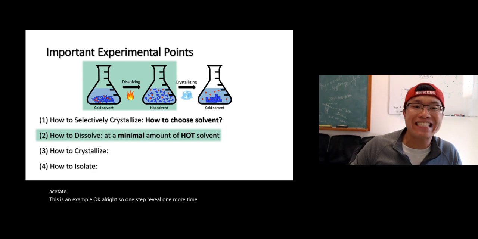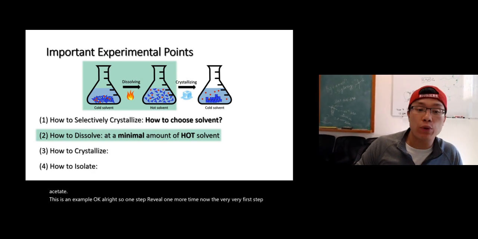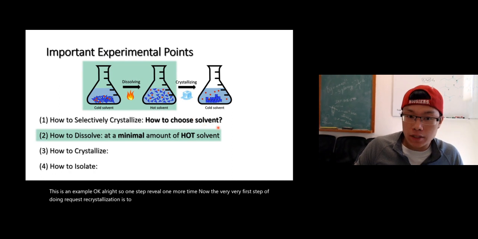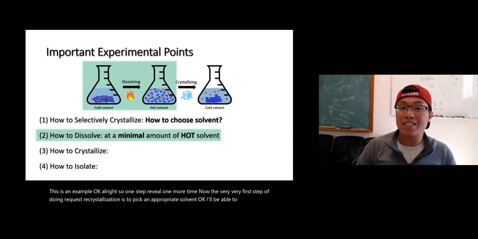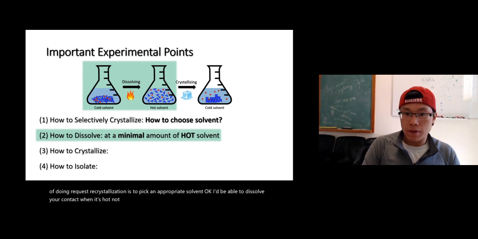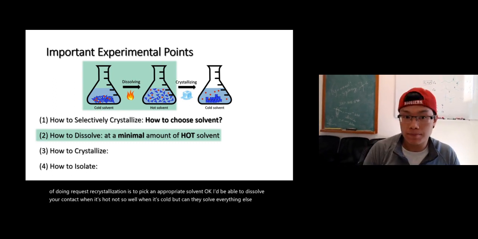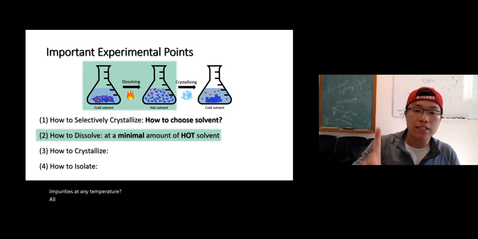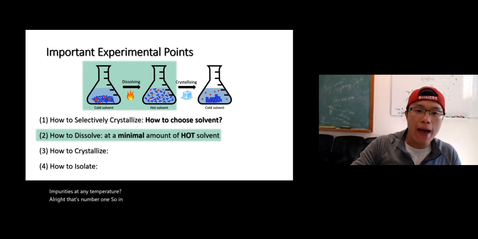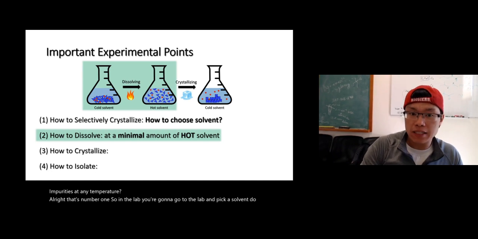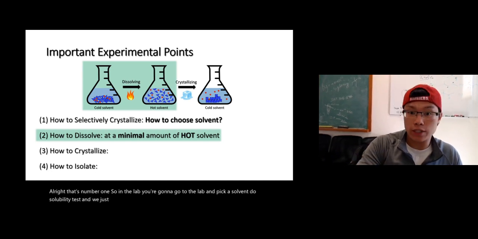All right, so let me review one more time. The very first step of doing recrystallization is to pick a proper solvent: one that can dissolve your compound when it's hot, not so well when it's cold, but can dissolve everything else, the impurities, at any temperature. That's number one. So in the lab, you're gonna pick a solvent and do solubility tests, and we just use this technique, just what I told you.